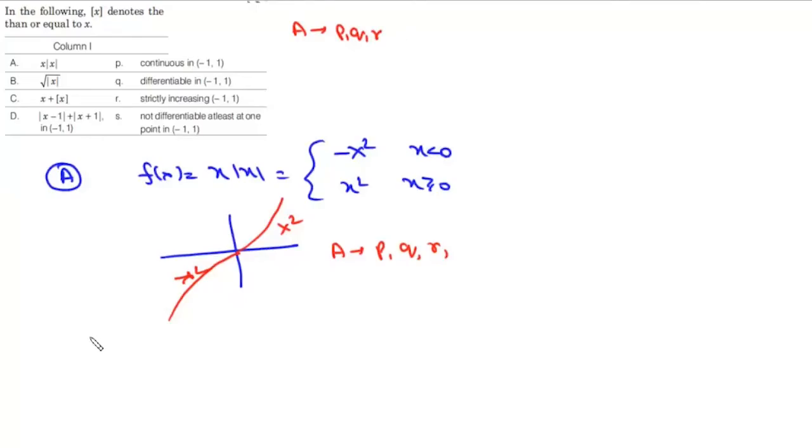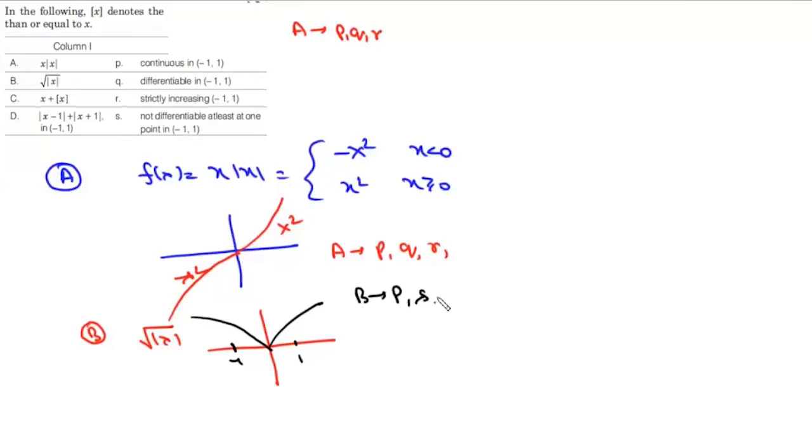Now this B is under root of mod x. Now this is under root x, and for mod x, we'll take its reflection. Now between minus 1 and plus 1, it is continuous. So this B matches with P. It is not differentiable at 0. It is not strictly increasing, and S is not differentiable at at least 1 point. So this B matches with P and S. Now this C is x plus greatest integer function of x. Now between minus 1 and 0, this is x minus 1.